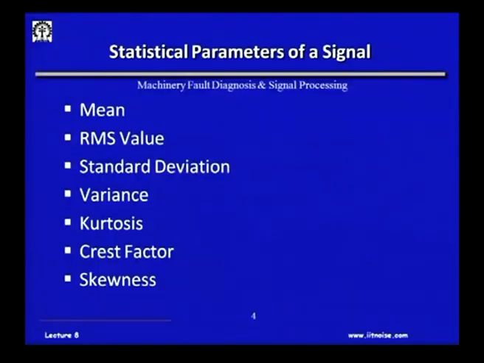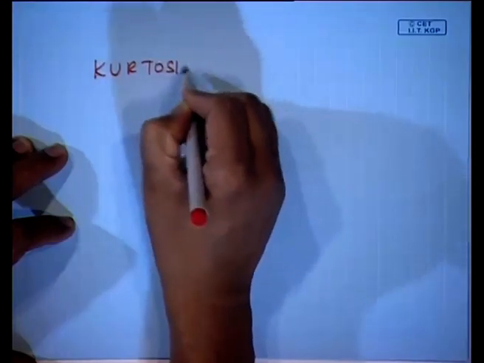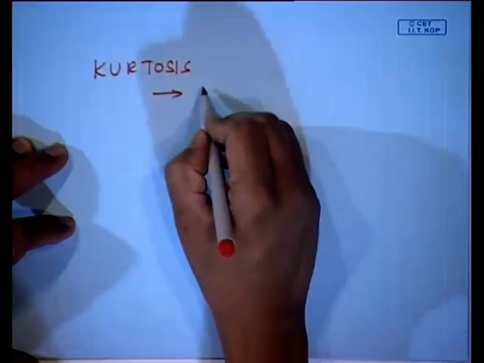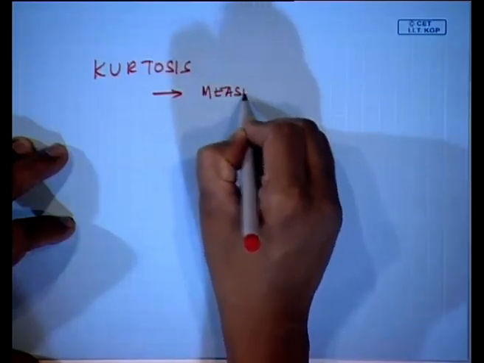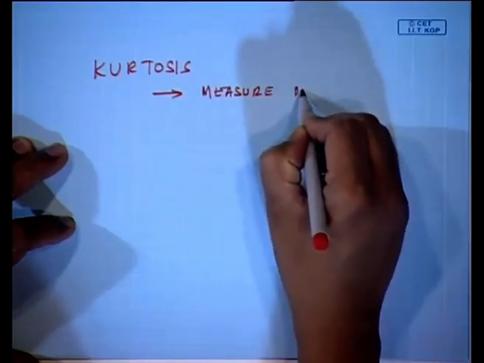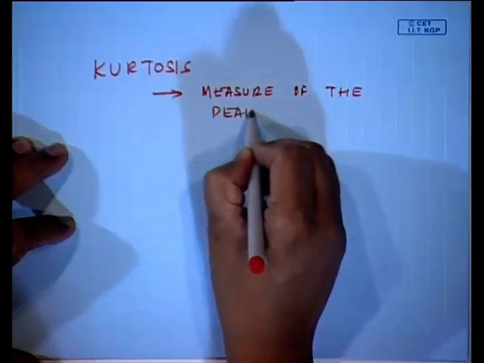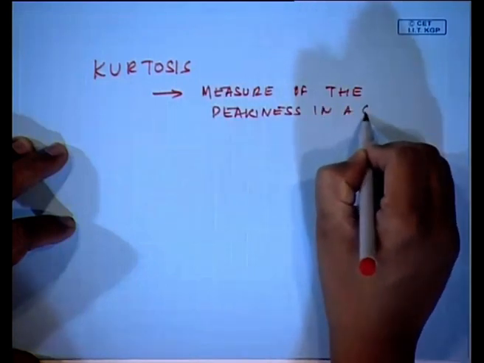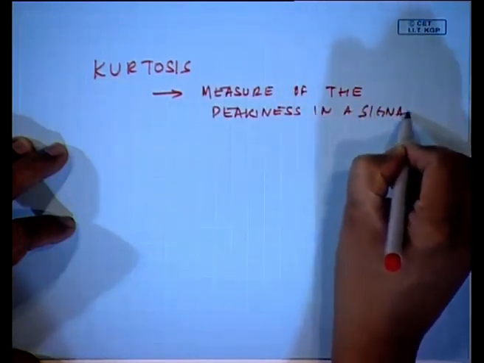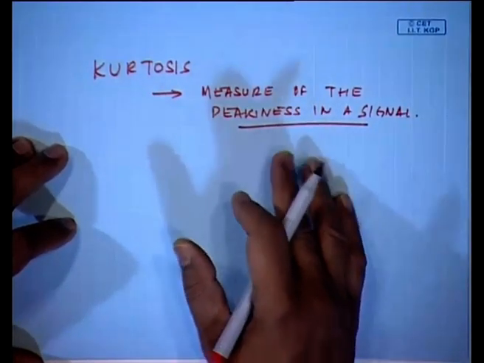Kurtosis is actually, you can quantitatively say, a measure of the peakiness in a signal. I will tell you how to calculate this either in Excel or in a software known as MATLAB.